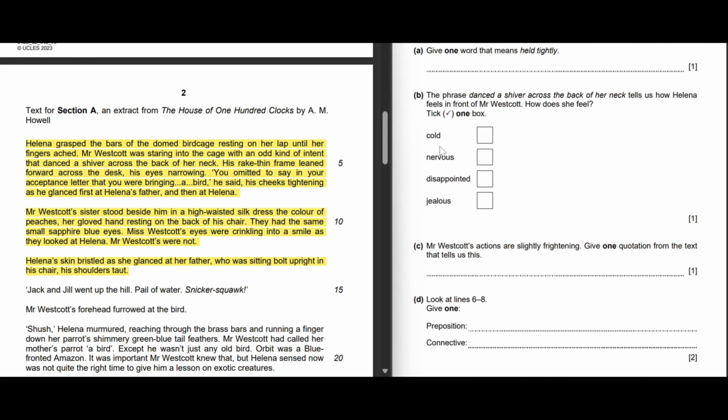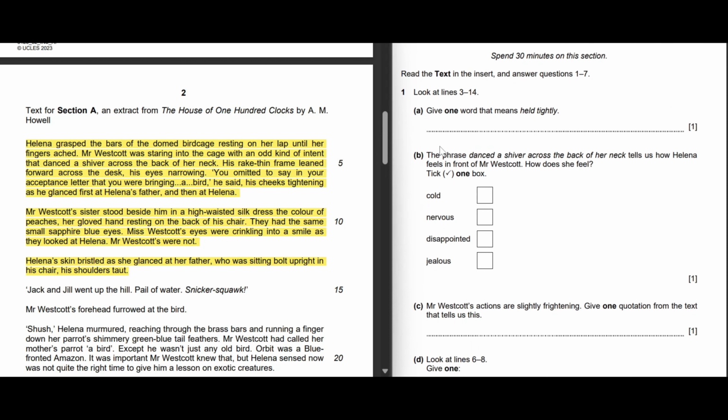Alright. Now we see question 1A first. Give one word that means held tightly. For this paper, we are going to give a time for you to find your own answer, and after that we will reveal the answer after the bell. Alright, a few seconds for you, around 10 seconds.